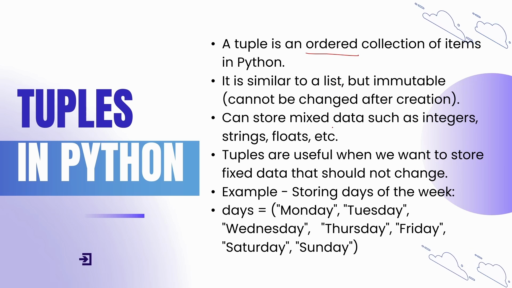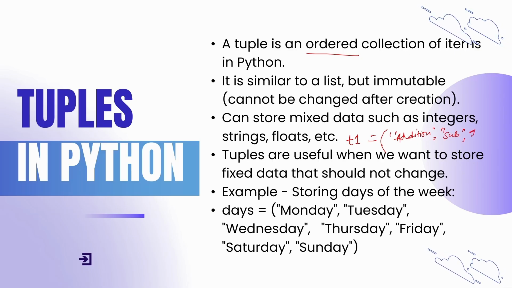For example, let's say we have a tuple p1. It can have values like, if the first value is addition, the second value is subtraction, then we can have values like 1, 3. Okay, so they are mixed values. These are strings, these are numbers. So a tuple can have mixed data types.